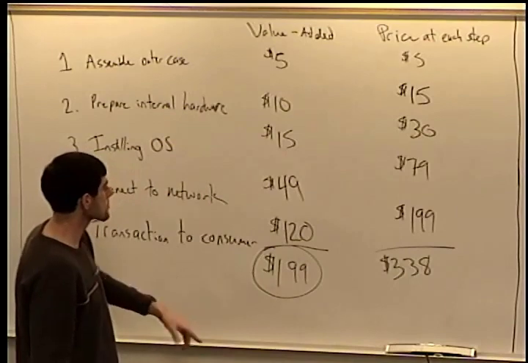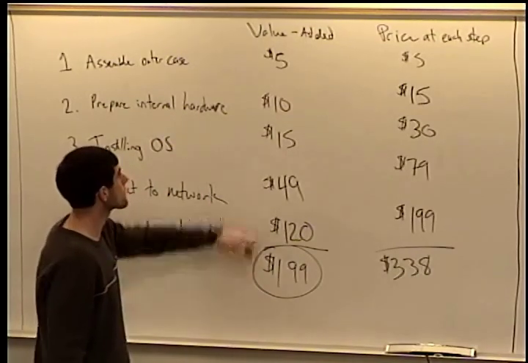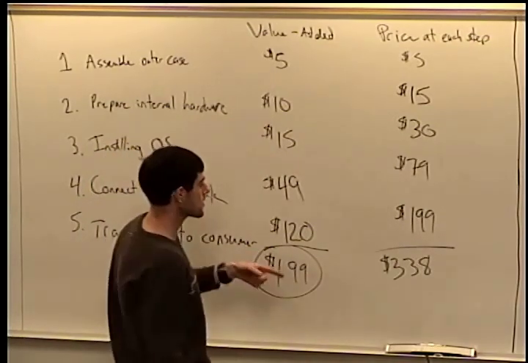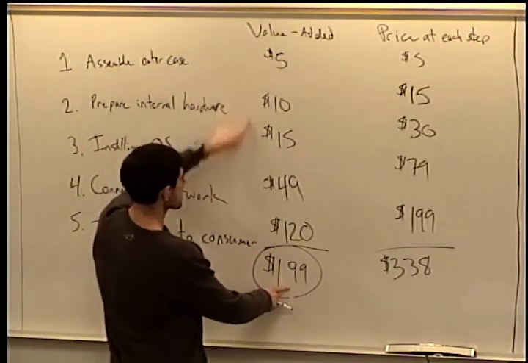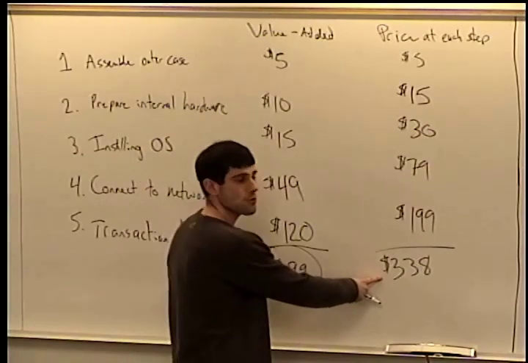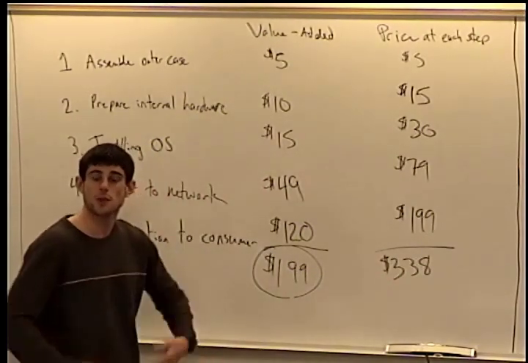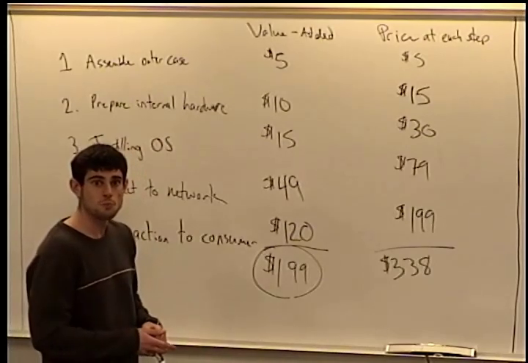So what we can do is we can take final goods or services, or we can take the value added at each step. But what we can't do is we can't add 199 plus the value added. That would get us to 338. Okay, and obviously that means that we've double counted. So we need to avoid double counting.